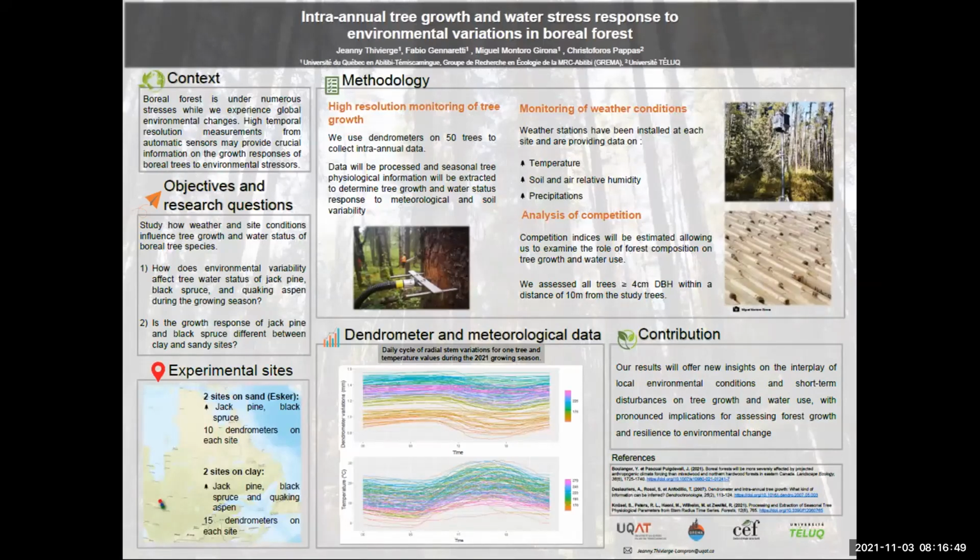So our contribution is that our result will offer a new insight on the interplay of local environmental conditions and short-term disturbances on tree growth and water use, with pronounced implications for assessing forest growth and resilience to climate change. Thank you.